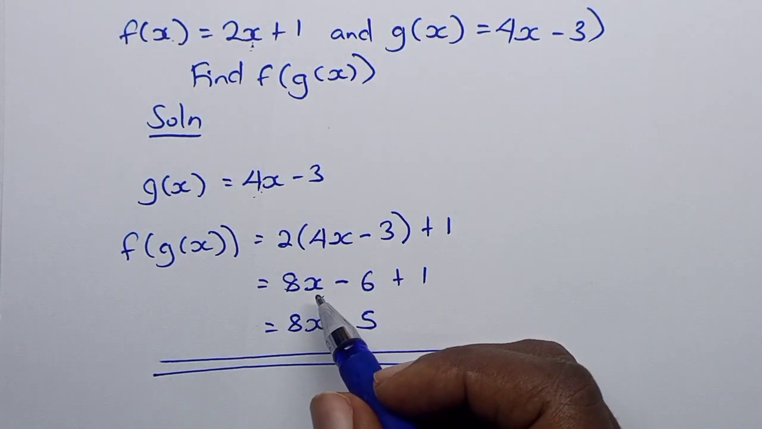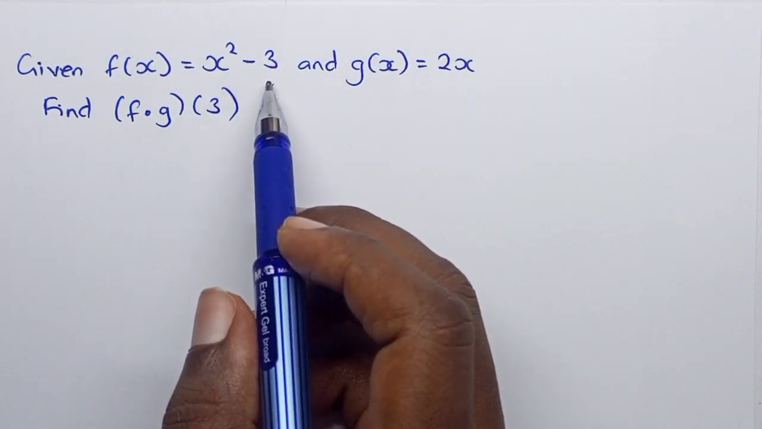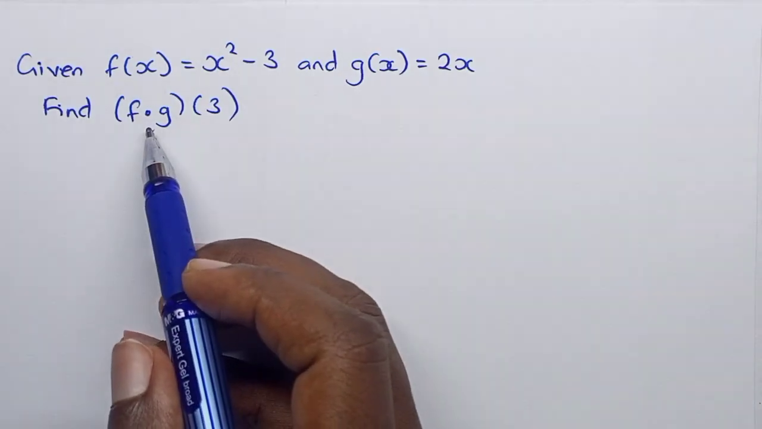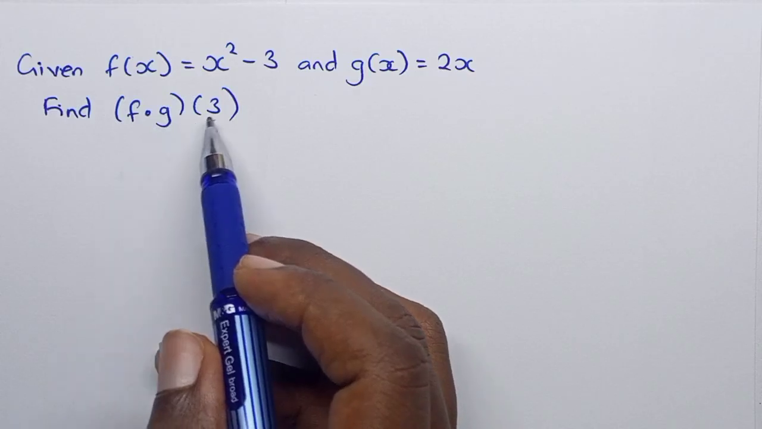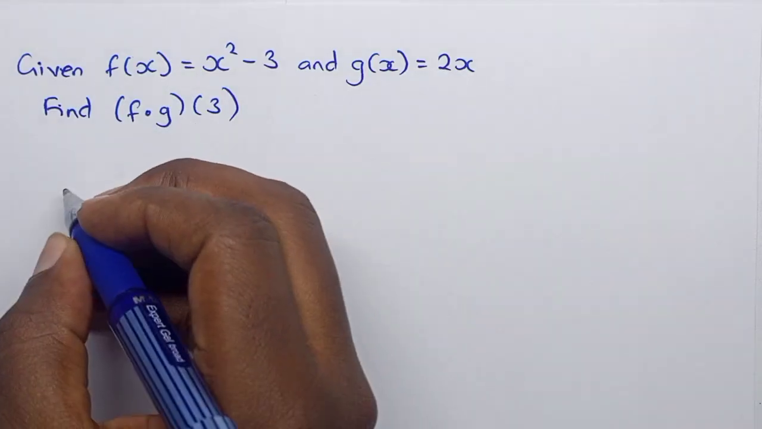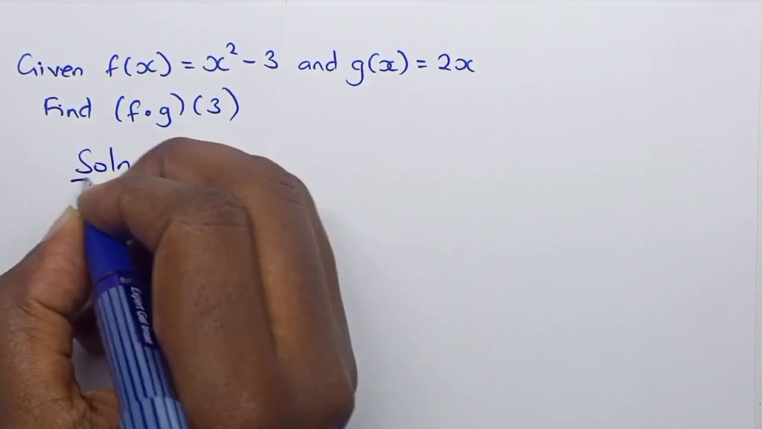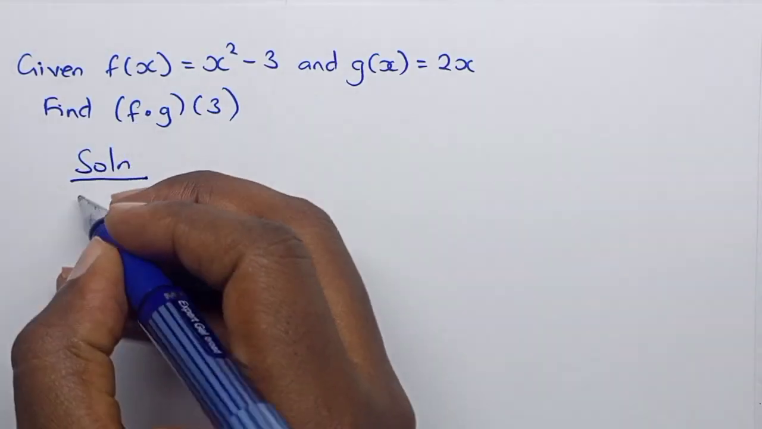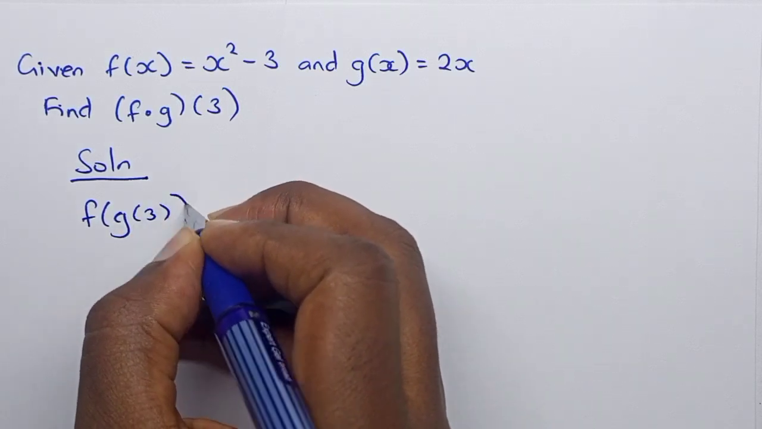Let's look at another example. Given f of x is equals to x squared minus 3 and g of x is equals to 2x, find, this means f of g. So f of g, find f of g of 3. Here the solution will be, first you have to understand that this is the same as f of g of 3.